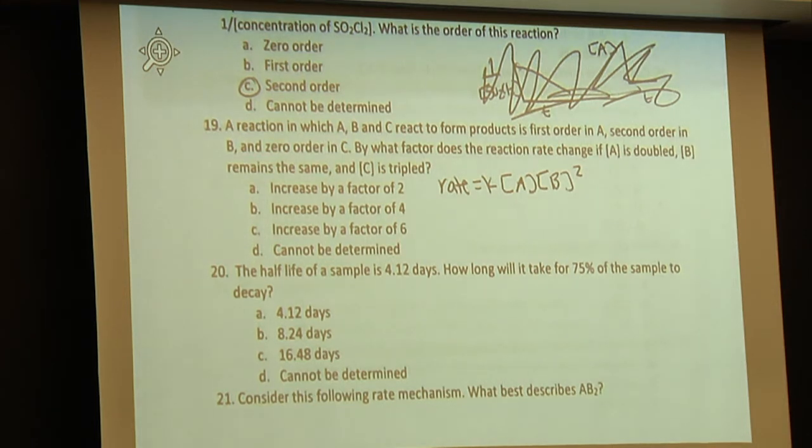How many people say A? Too fast? Okay, so now how many people say A? How many people say B? How many people say C? And how many people say D? Okay, the answer is actually A.